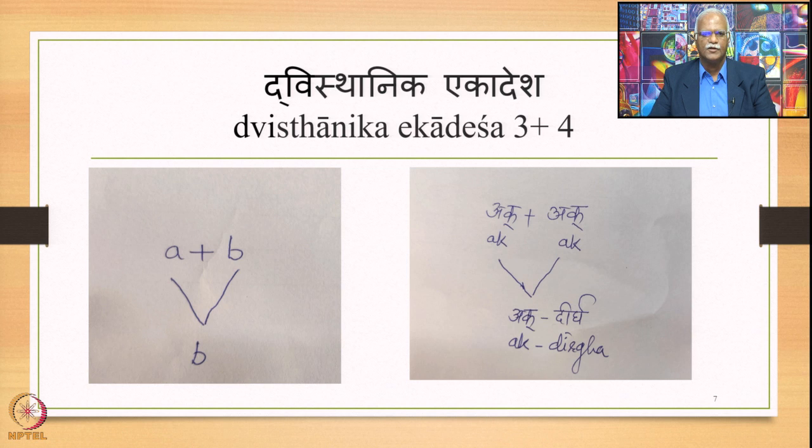And then we have pararupa as well as savarna dirgha. So you have A plus B, A is purva, B is para, and in place of A plus B, this para, namely B, is stated to be the one substitute. This is pararupa. And if you have ak followed by another ak, obviously the savarna ak, then in place of both of them, ak dirgha is the substitute stated by the sutra akasavarne dirgha. This is the savarna dirgha sandhi.